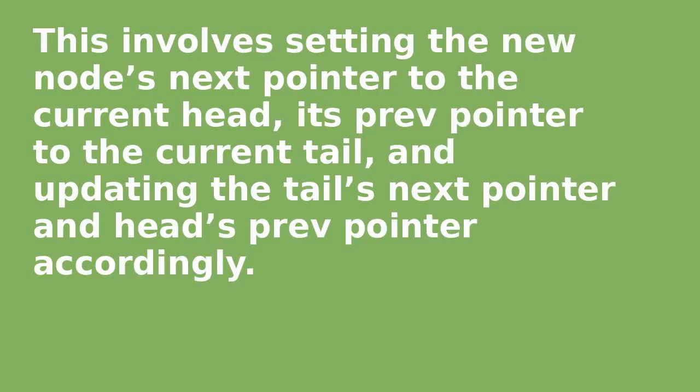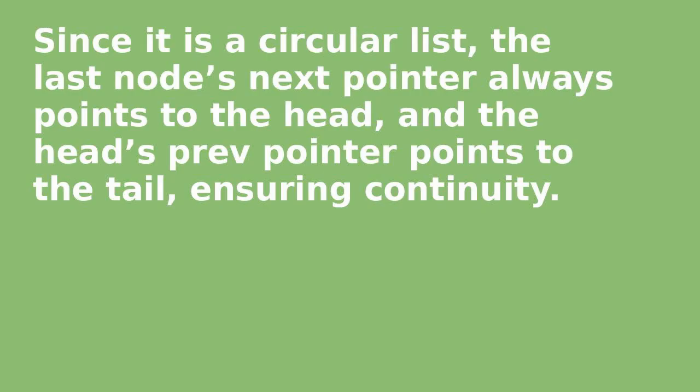This involves setting the new node's next pointer to the current head, its prev pointer to the current tail, and updating the tail's next pointer and head's prev pointer accordingly. Since it is a circular list, the last node's next pointer always points to the head, and the head's prev pointer points to the tail, ensuring continuity.